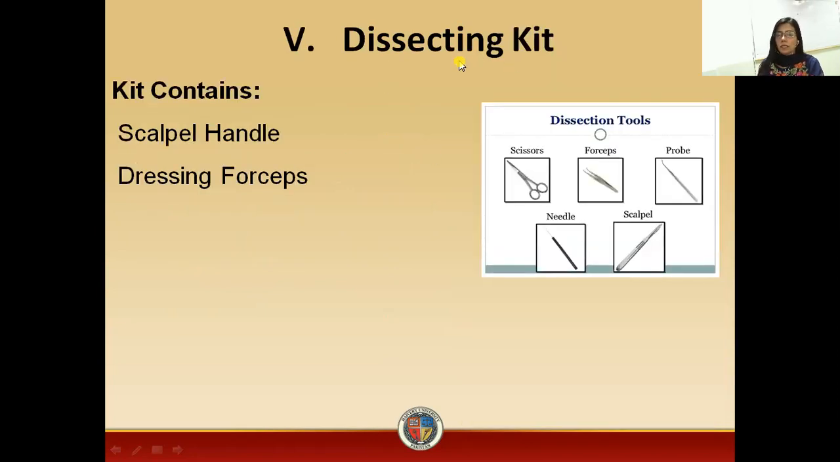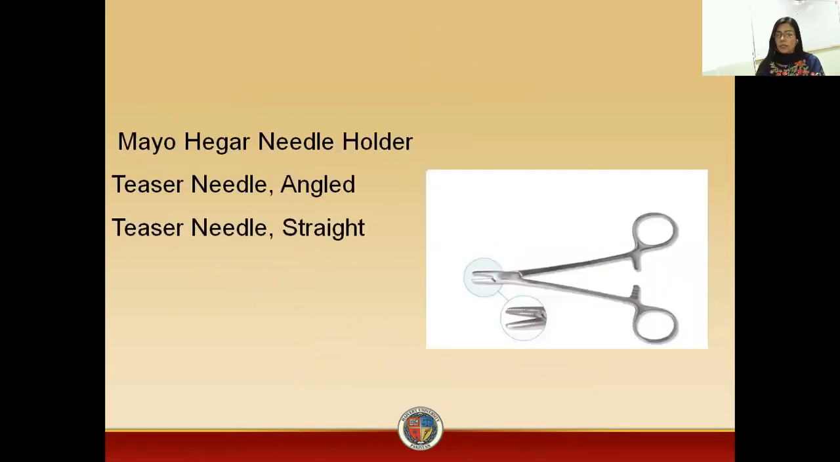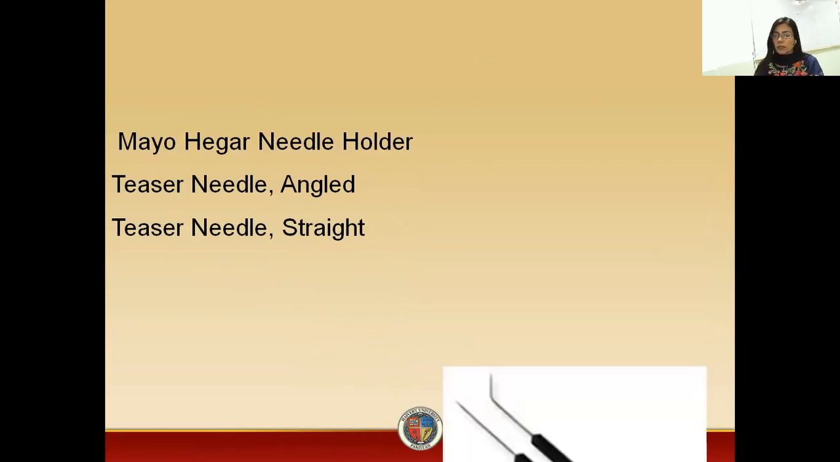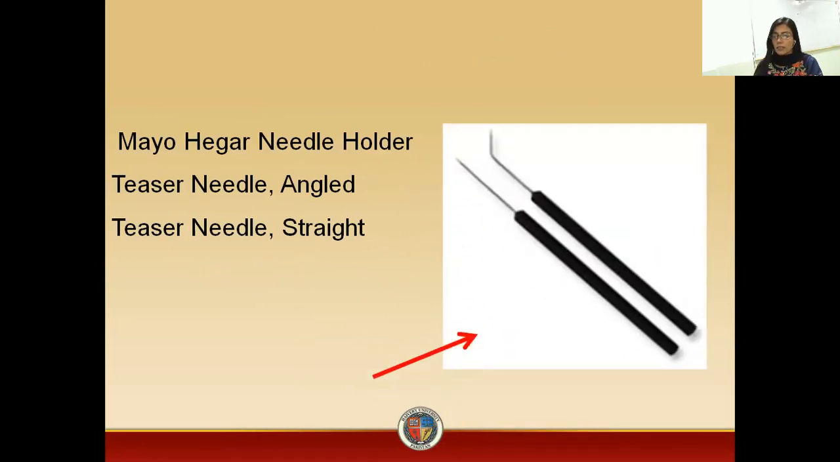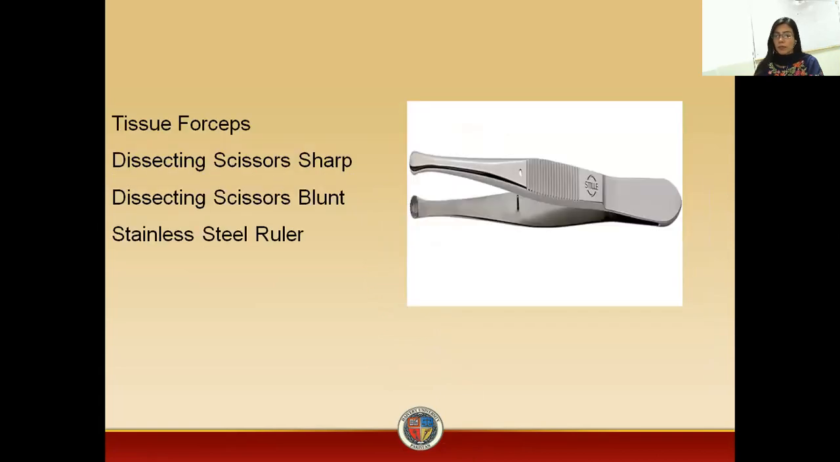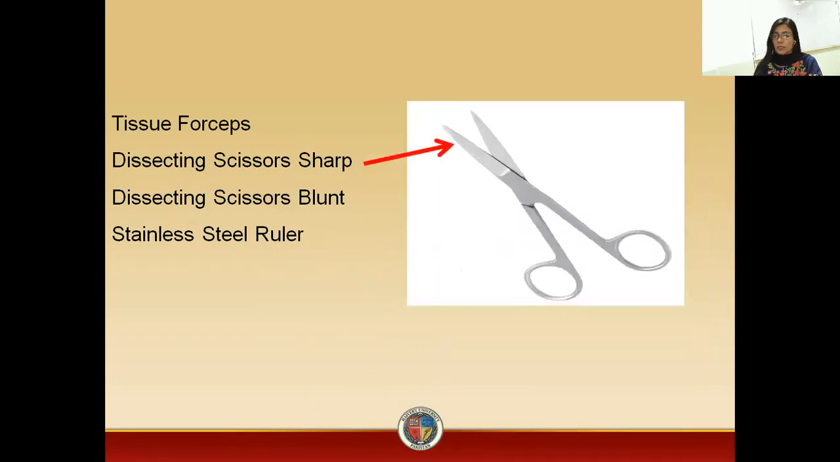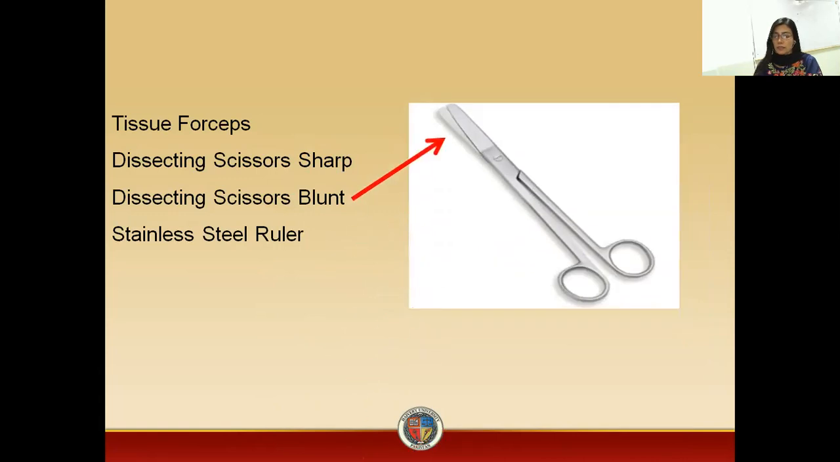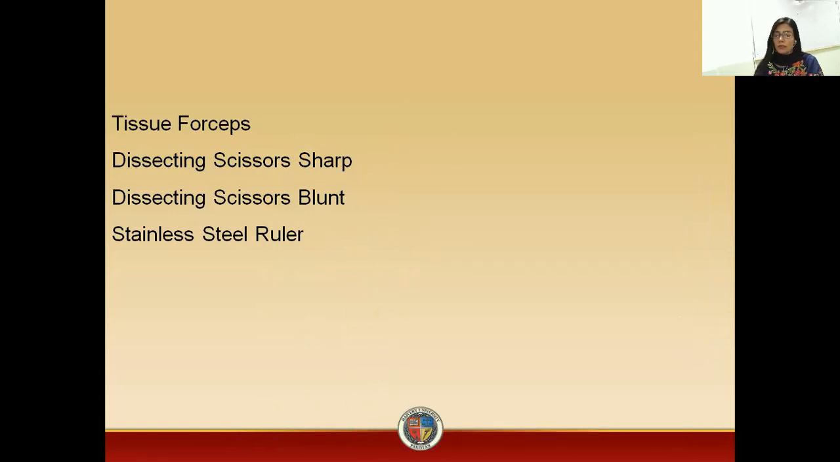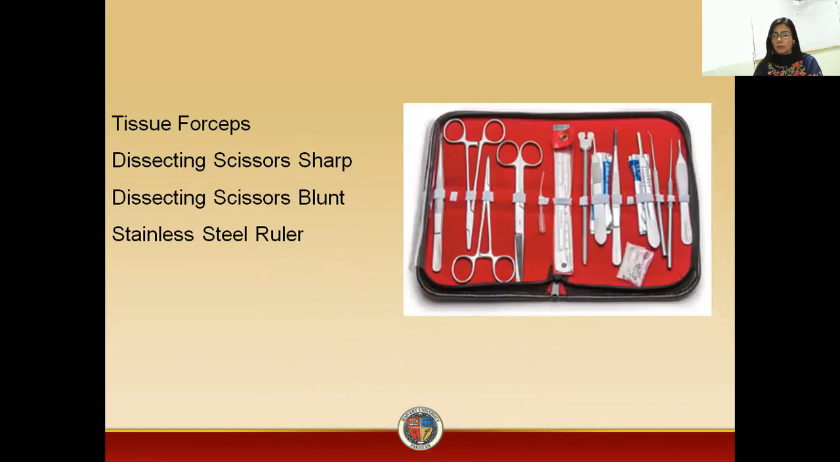Now, what is dissecting kit? Dissecting kit basically includes scalpel, dressing forceps. It also contains a Mayo-Hegar needle holder, teaser needle which is angled, and a teaser needle which is straight. It also contains tissue forceps. In addition, it contains a dissecting scissor, sharp one, and dissecting scissor which is blunt. It also contains a stainless steel ruler.